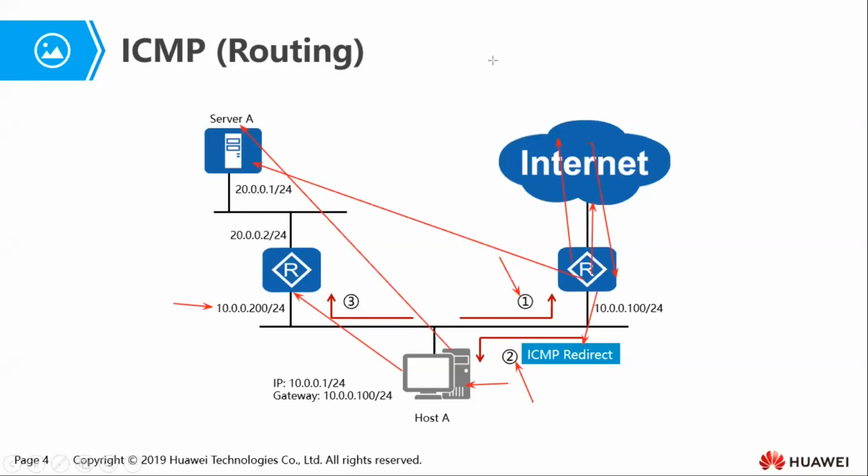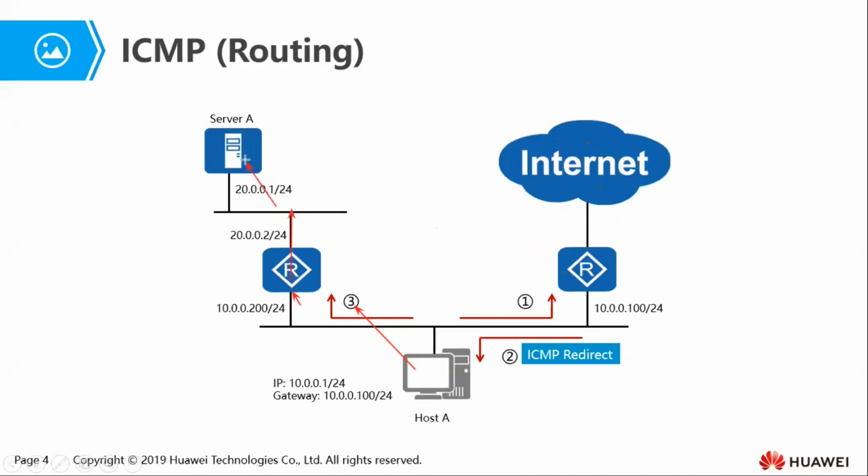So really that is what is happening now in step 3. In step 3, host A here will now create a new packet using this address as the gateway. And therefore, when this packet gets here, it's going to be forwarded now to server A. So that is what we call an ICMP redirect message, and that is how ICMP is used to support routing. That's the very first function of ICMP.